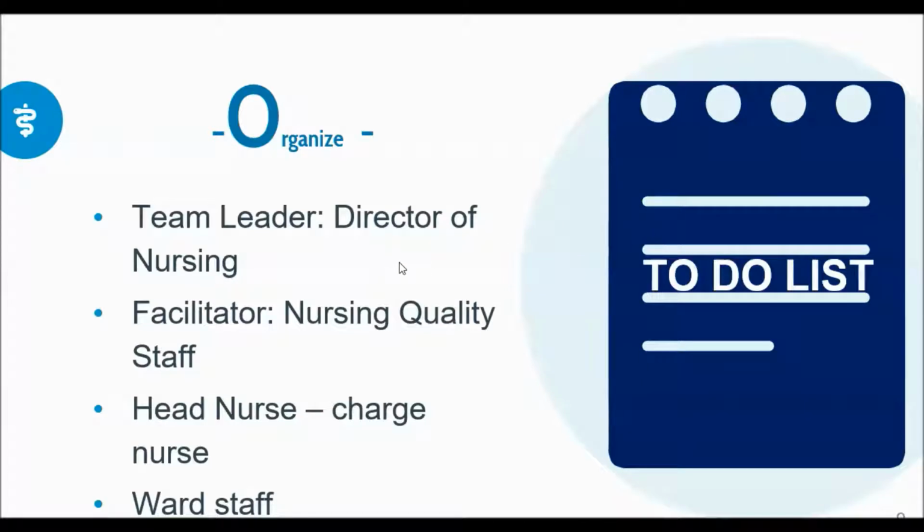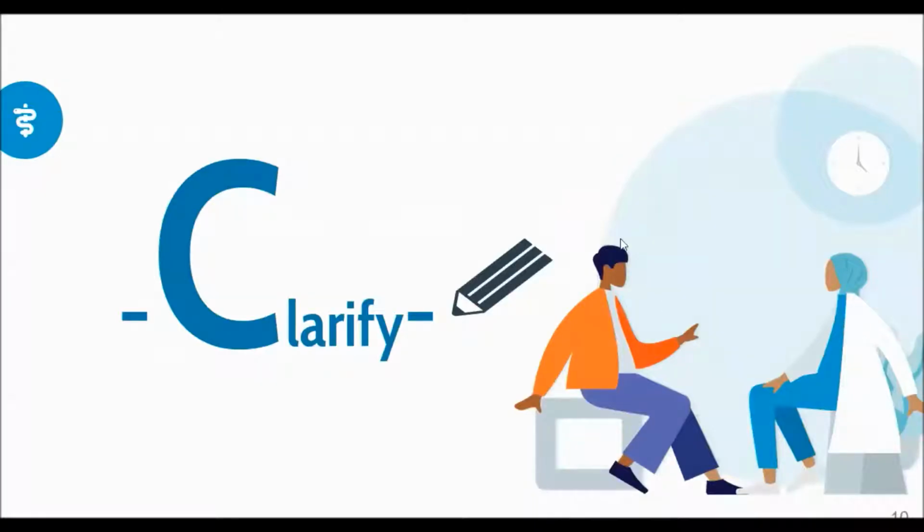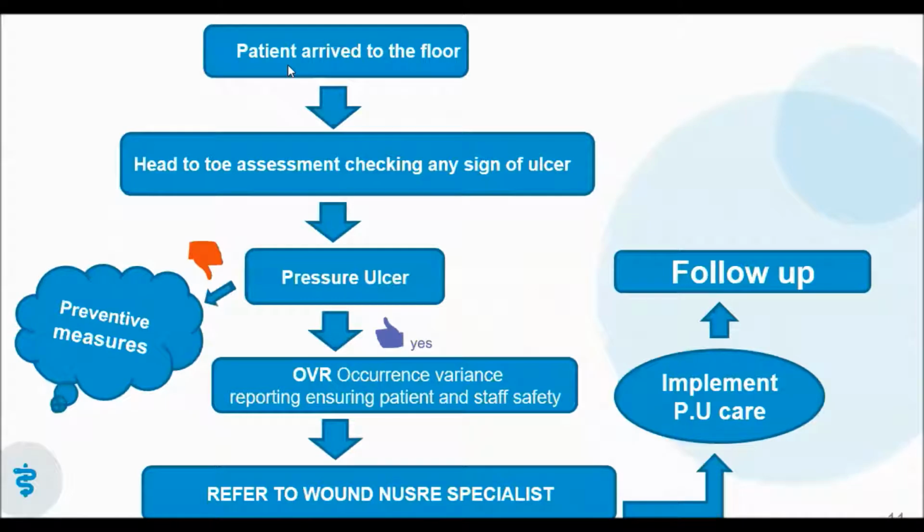So it will be organized by the team leader under the director of nursing, the facilitator, the nursing quality staff, because in the rehabilitation hospital, we have nursing quality staff. It's under nursing also, and the head nurse or charge nurse and the ward staff working with us. To clarify that, we'll work first on the patient arriving to the floor. The patient will arrive to the hospital from one facility to another facility. This is how we work in the rehabilitation hospital.